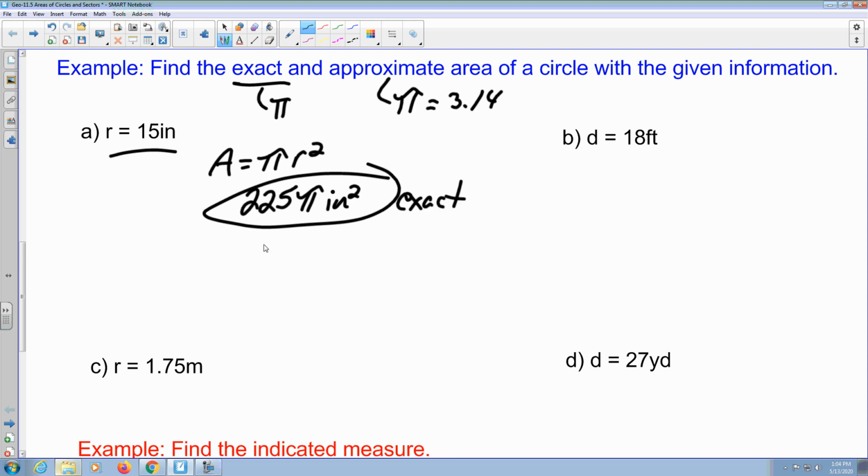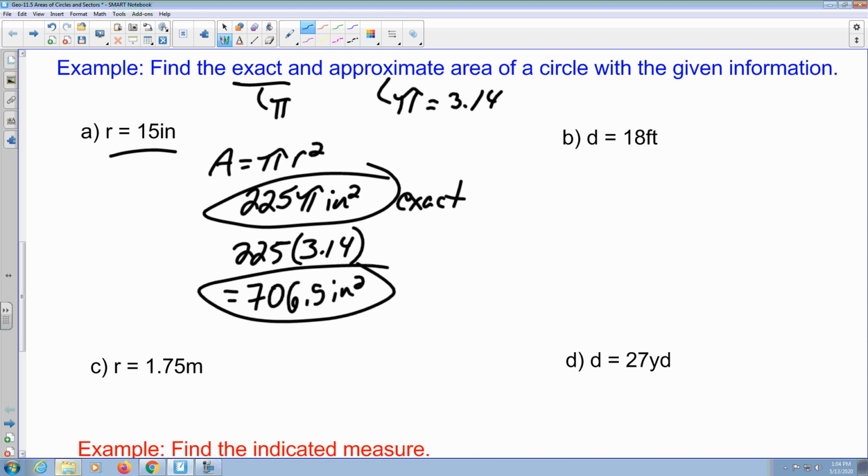My approximate answer is I'm going to take that 225 and replace the symbol of pi with an approximate value of 3.14, and you get a result of about 706.5 square inches.